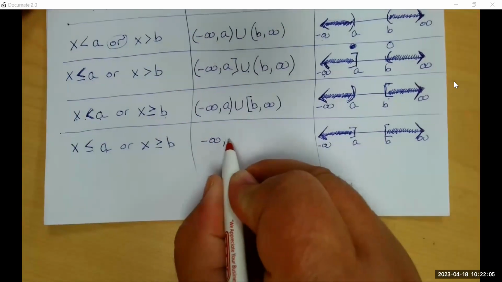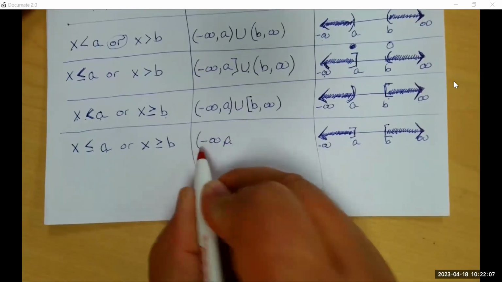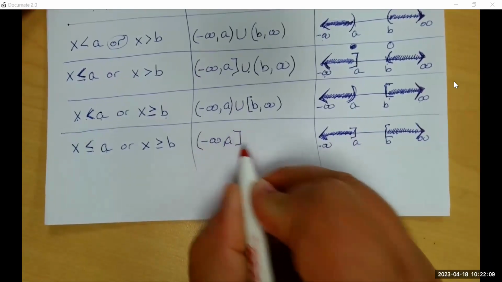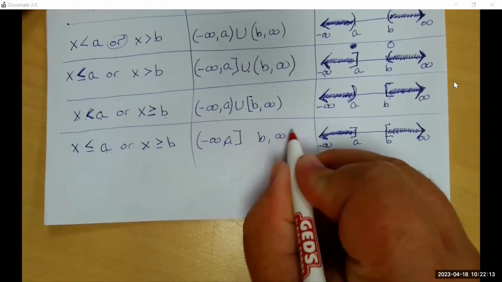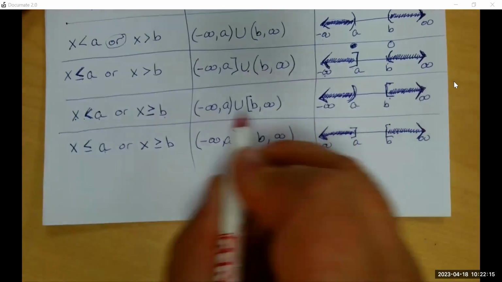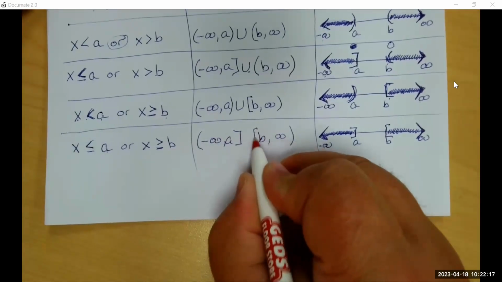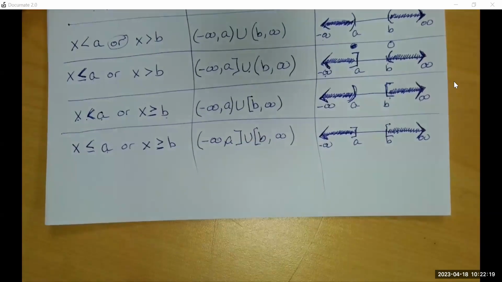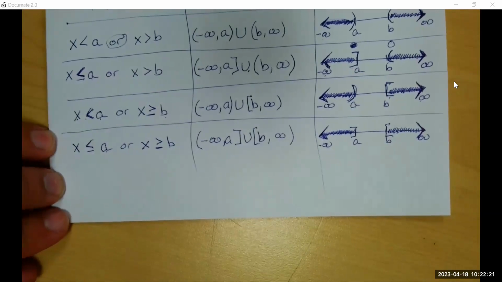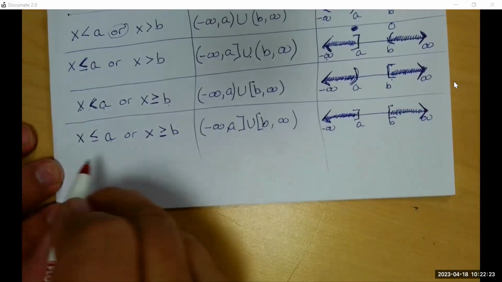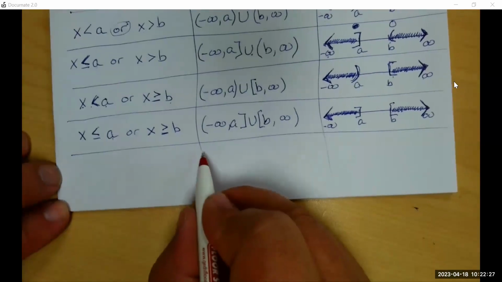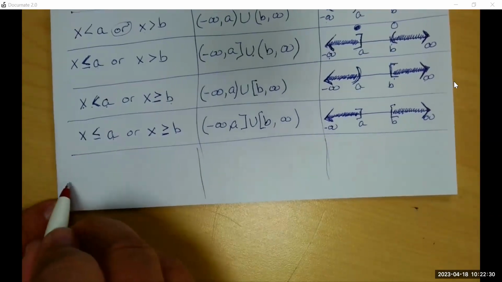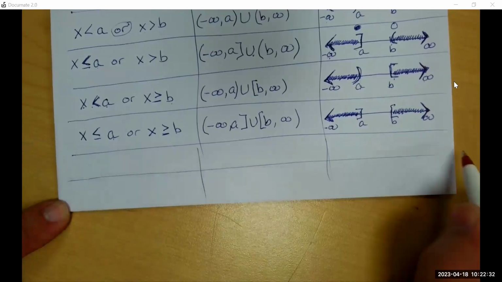Negative infinity to A, parenthesis, and A is a bracket since it's included. B to positive infinity, since B is included, it's a bracket with a union between them. Two more.